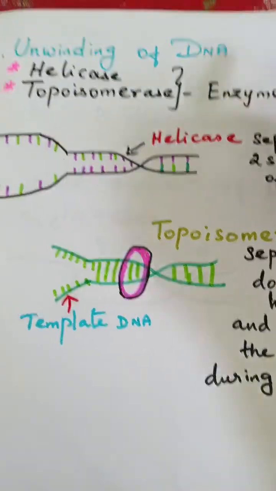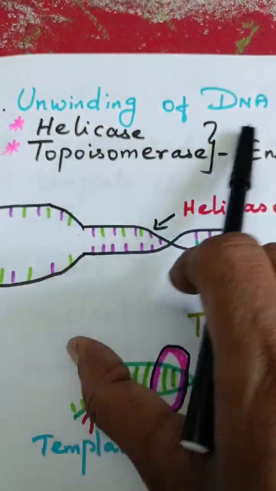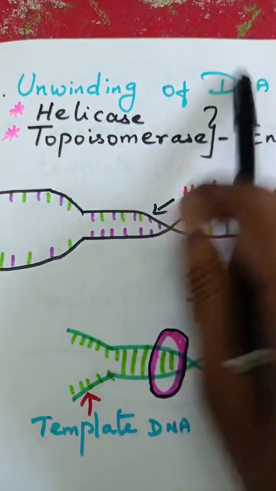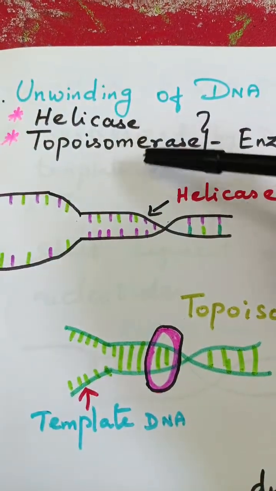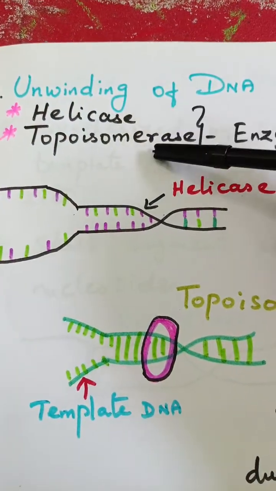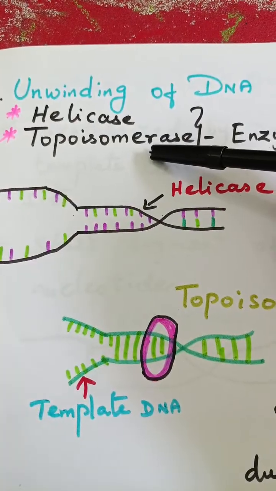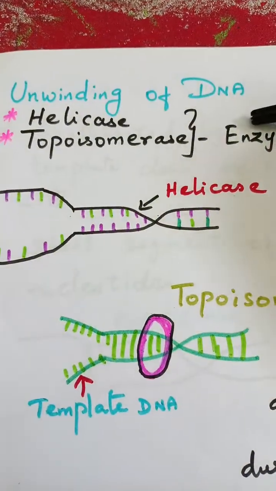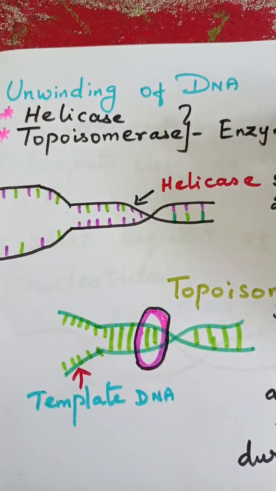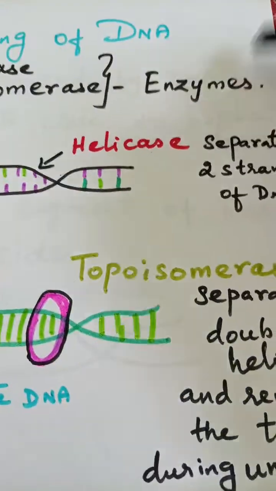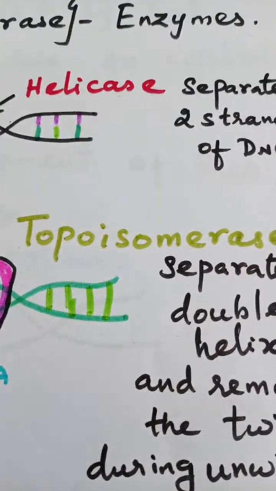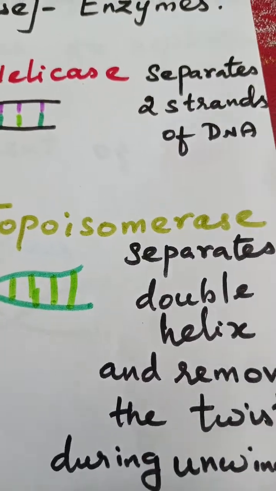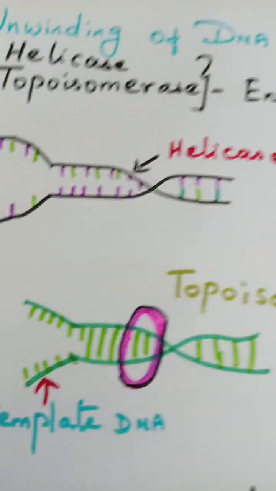So here, during the unwinding of the DNA molecule, unwinding means the separation of the parent DNA. Two enzymes are going to come and play the role: helicase and topoisomerase. Is that clear? So let me explain one by one. The first one is helicase. What is the role of this helicase? The helicase will separate the two strands of DNA.